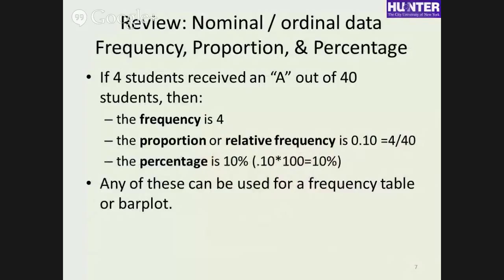So frequencies are just the actual counts. Proportions are counts divided by the total number of records, and percentages are just proportions multiplied by 100. And again, frequency tables or bar plots are highly appropriate for nominal and categorical data.